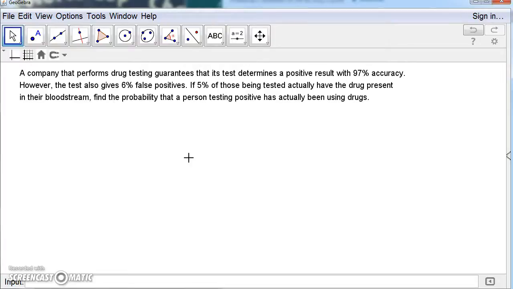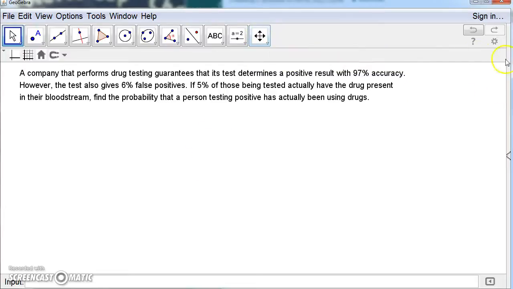So this one you can see a company that performs drug testing guarantees that its test determines a positive result with 97% accuracy, okay? The test also gives 6% false positive. So false positive means the test says you're on drugs even if you're not, right? So it makes a mistake. If 5% of those being tested actually have the drug present in their bloodstream, what is the probability that a person testing positive has actually been using drugs and has not actually just been falsely presented by the test?